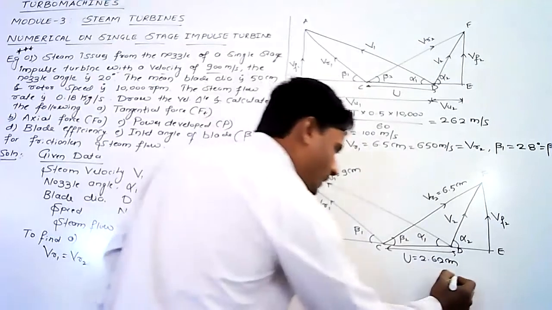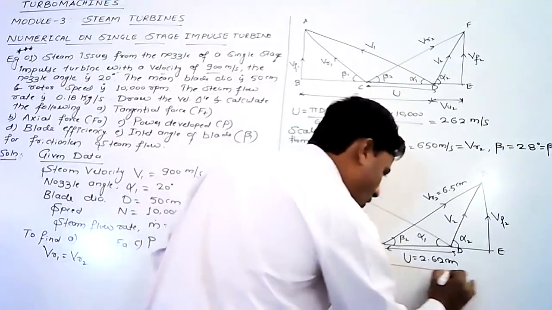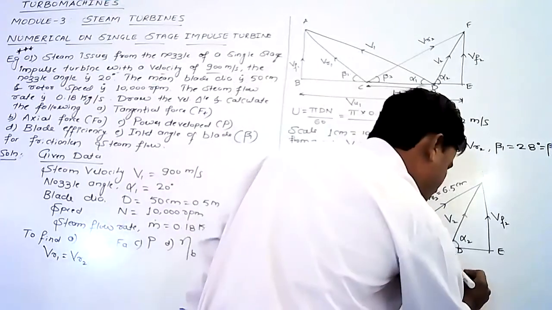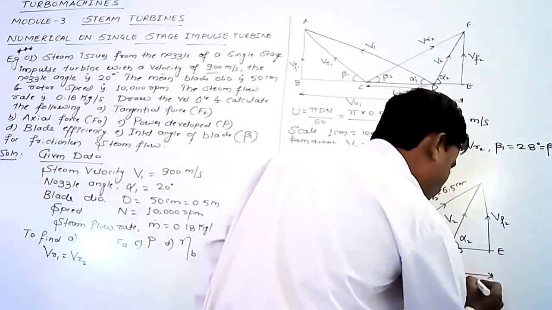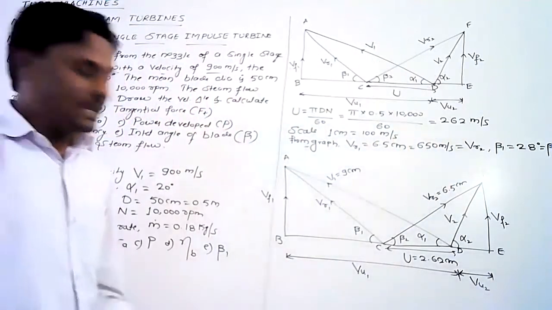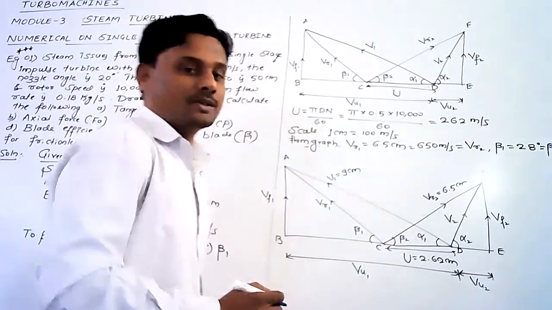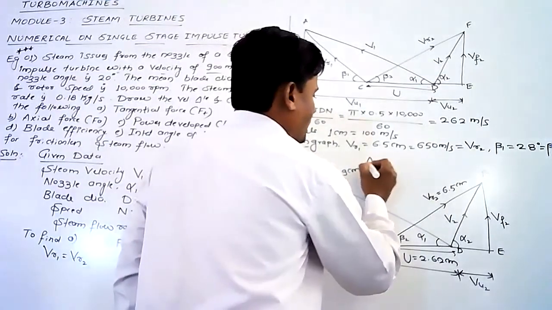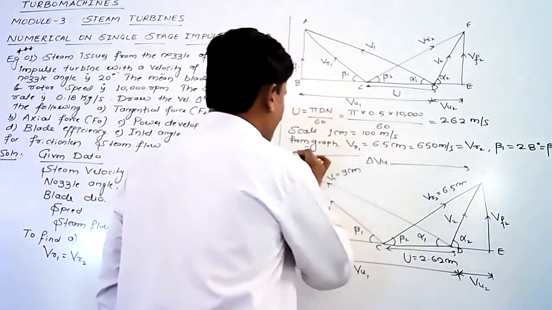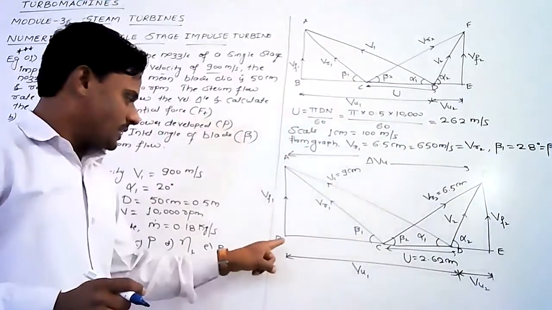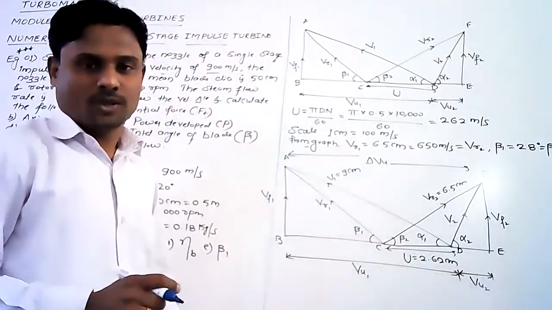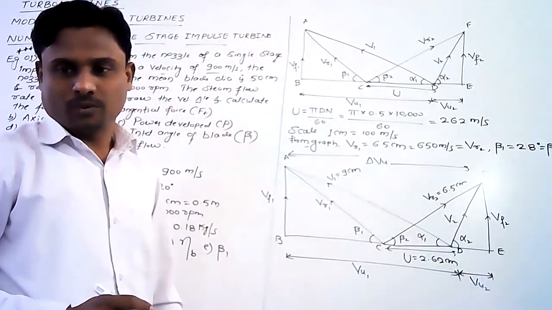Now this B to D, the horizontal component is VU1 and this horizontal component DE is VU2. Now the algebraic sum of VU1 and VU2 is delta VU. You just need to measure the total length from B to E, and you will get the value of delta VU.